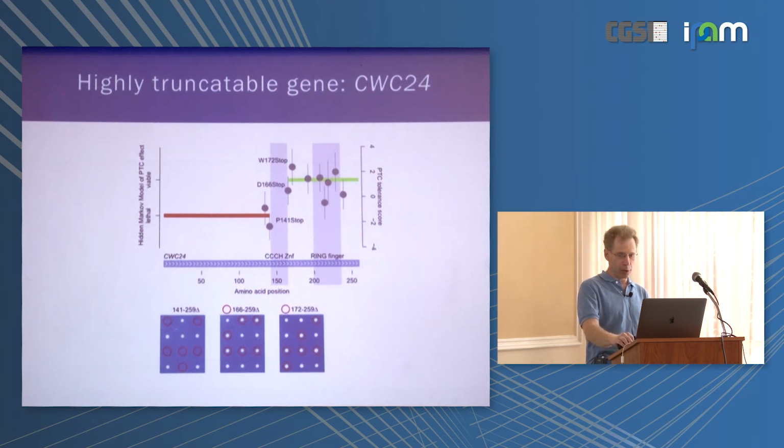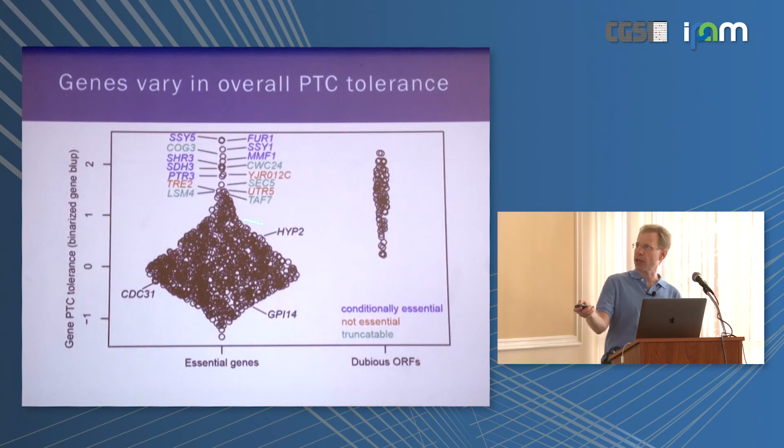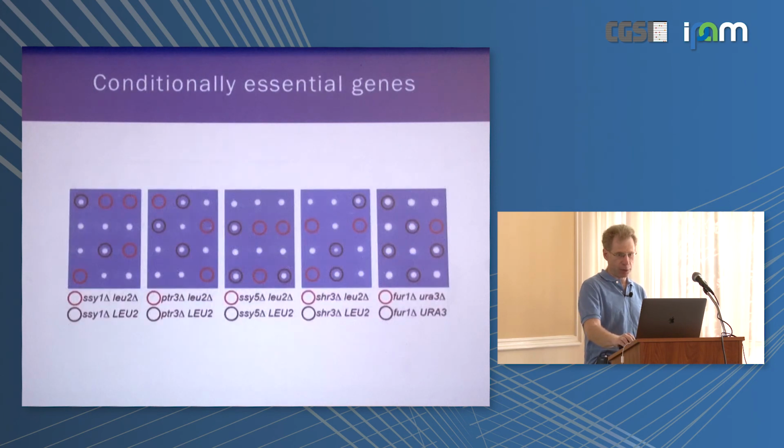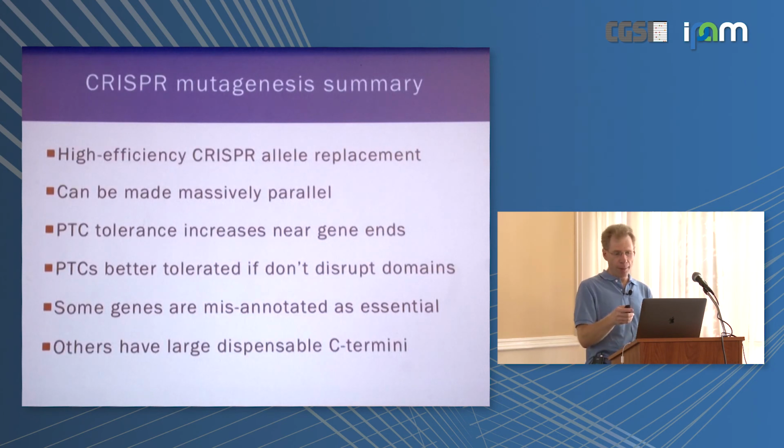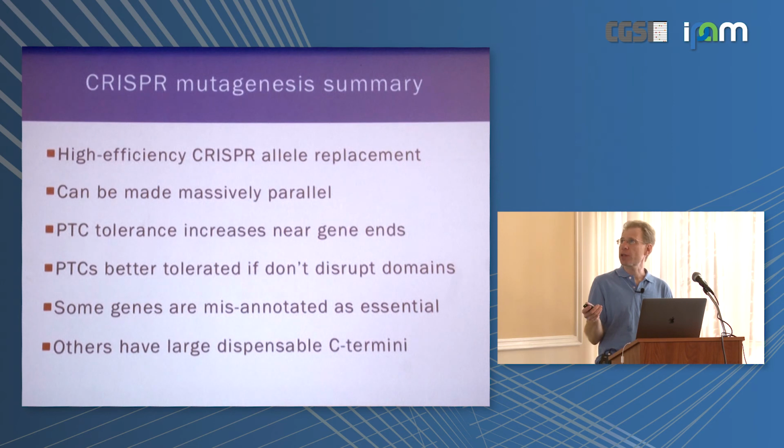So we have a number of candidates that look like that, and we're just looking here at this most extreme 15 or so genes because that's kind of the highest confidence set. But we think that a decent chunk in here is probably also in this partially dispensable category. So what I told you in this second half of the talk is that we have a high efficiency CRISPR allele replacement scheme that works very well in yeast. It can be made massively parallel.